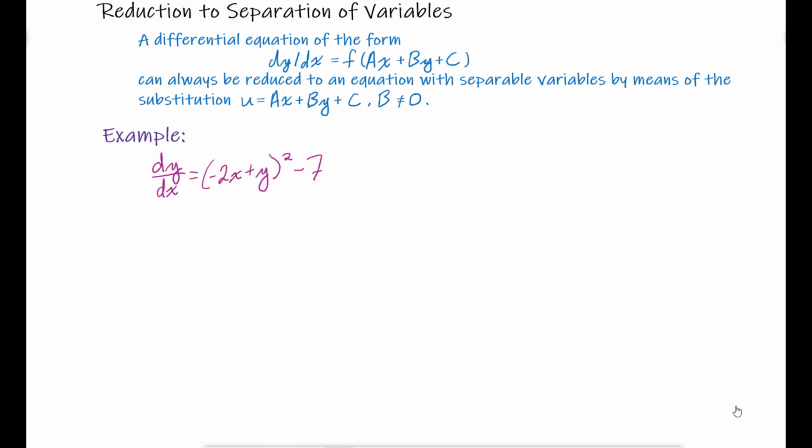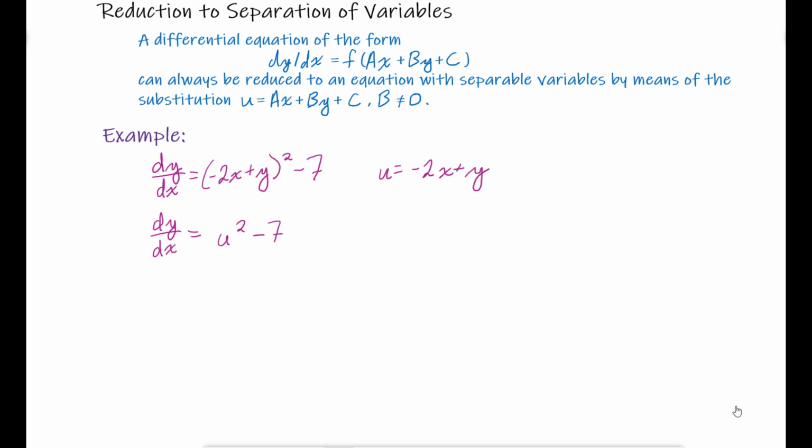So consider the differential equation dy/dx equals negative 2x plus y, the quantity squared, minus 7. We notice that this is a function of some constant times x plus 1 times y, so the constant 1 times y. So we can make a substitution of u for negative 2x plus y. And in doing so, we end up with dy/dx equals u squared minus 7.